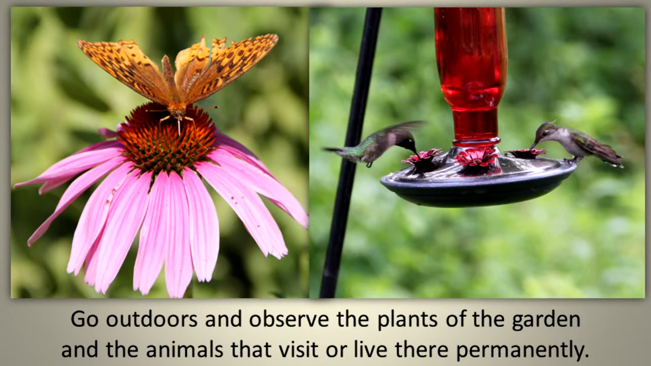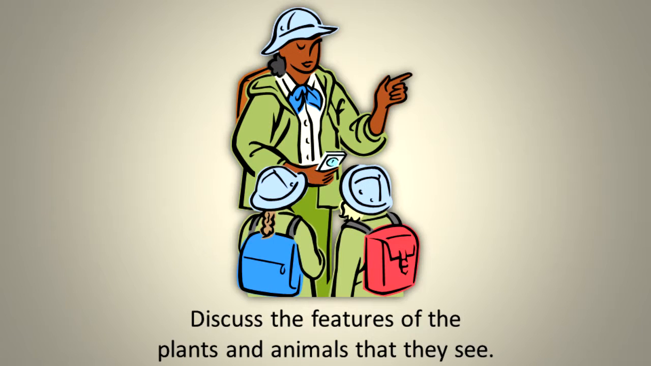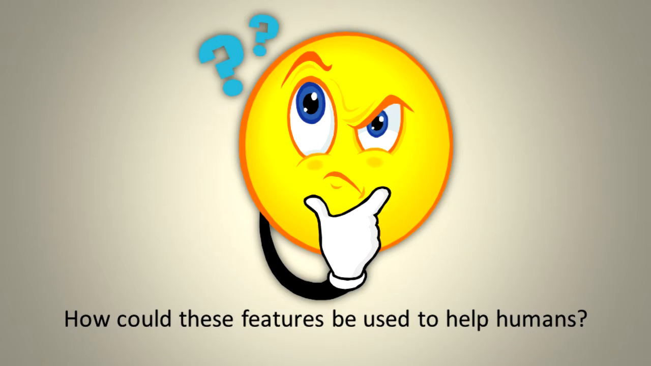Go outdoors and observe the plants of the garden and the animals that visit or live there permanently. You may want to make observations on several trips to the garden in order to see a variety of species. Discuss the features of the plants and animals that they see. Take photographs so they can look more carefully at the organisms over a longer period of time. How could these features be used to help humans?